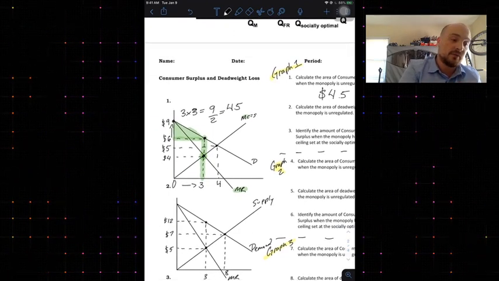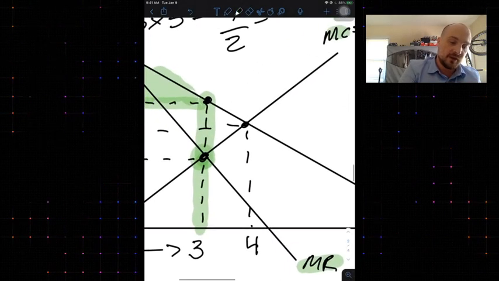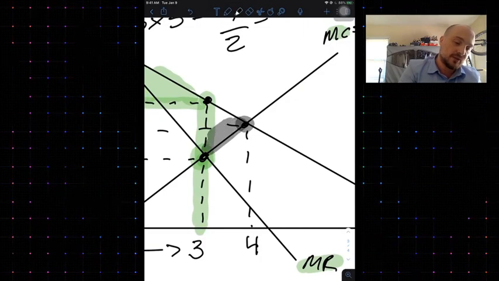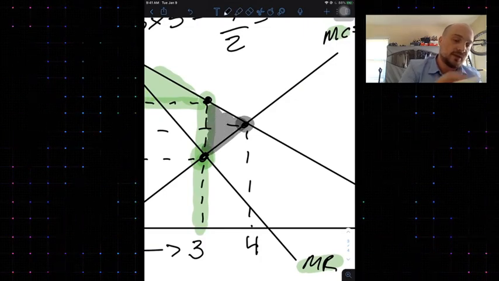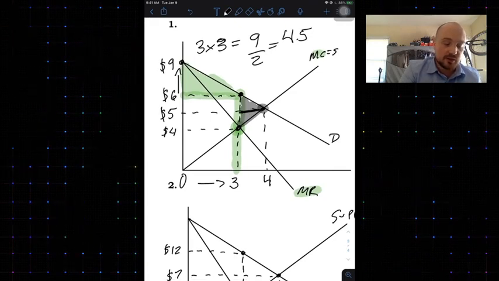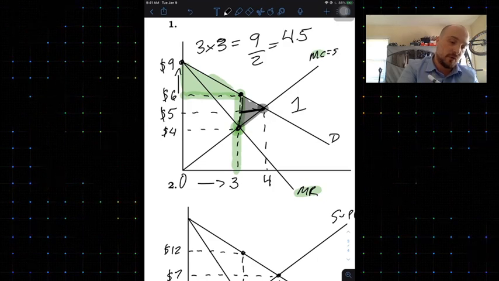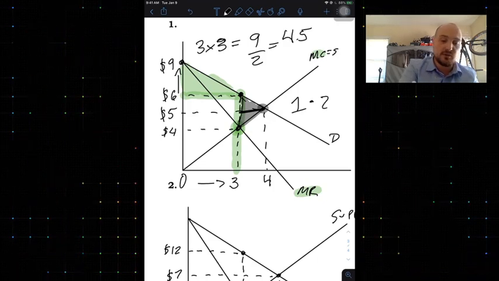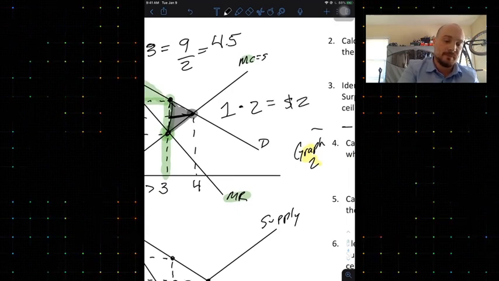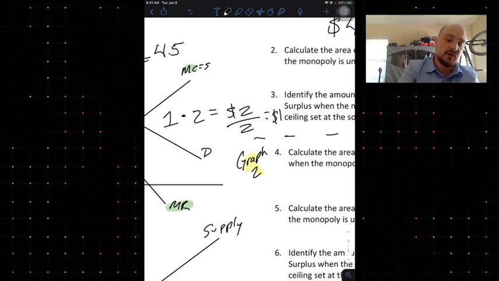Now it says calculate the area of deadweight loss when the monopoly is unregulated. Well, if the monopoly is unregulated, I can find my deadweight loss by finding where supply and demand intersect. So I know that triangle is my deadweight loss. This distance here is from 3 to 4. That's a distance of 1. And then 4 to 6, that's a distance of 2. 1 times 2, that's $2. Divided by 2, because it is a triangle, that's a deadweight loss of $1.